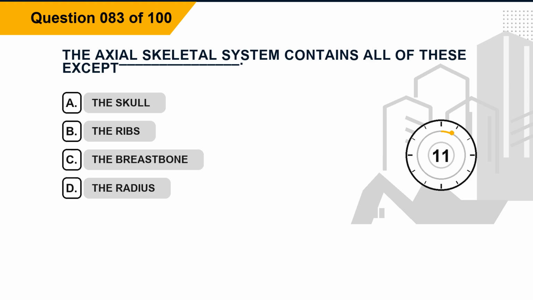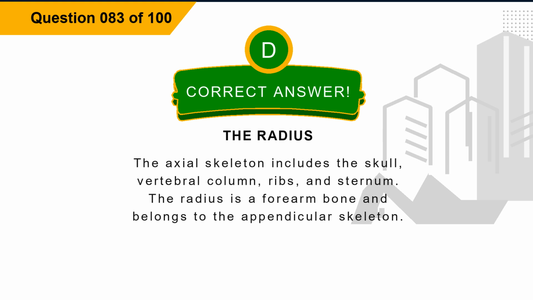Question 83. The axial skeletal system contains all of these except blank. Option A, the skull. Option B, the ribs. Option C, the breastbone. Option D, the radius. The correct answer is option D, the radius. Explanation. The axial skeleton includes the skull, vertebral column, ribs, and sternum. The radius is a forearm bone and belongs to the appendicular skeleton.